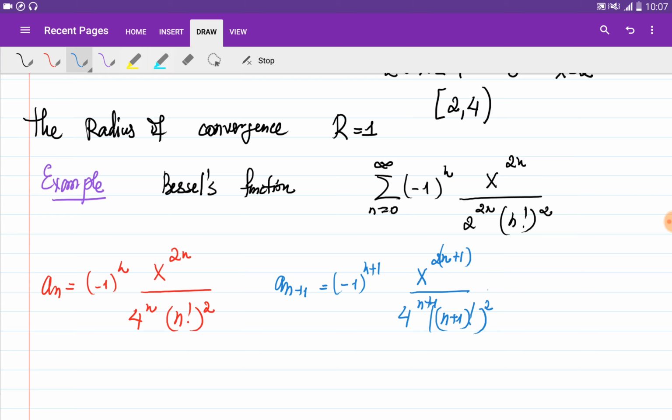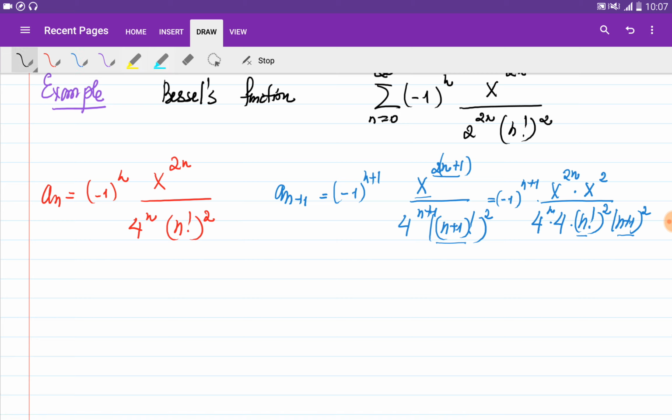Okay, so let me rewrite this in a slightly different form. It's going to be minus 1 in the power of n plus 1, multiplied by x to the 2n, multiplied by x squared, right? Because if you open up the brackets in the powers, it's going to be 2n plus 2, and you can write this as a multiplication of x. So 4 to the n multiplied by 4, multiplied by n factorial squared, multiplied by n plus 1 squared, right? Because n plus 1 factorial can be written as a multiplication of n factorial by n plus 1.